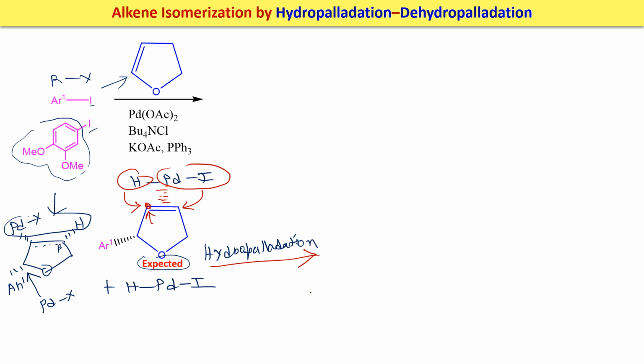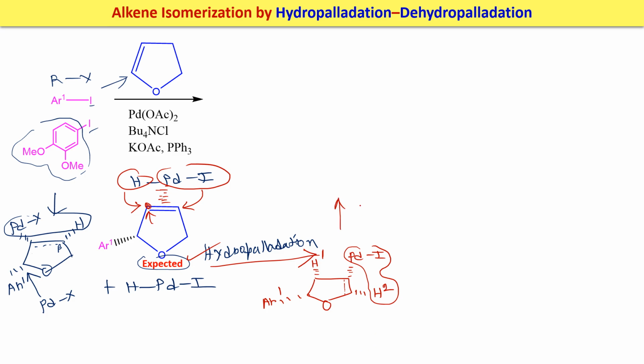So after hydropalladation we are getting, H is added here and this is PdI and Ar1 as it is, this is not disturbed. Now after this, there is a possibility of two hydrogens. Suppose this is hydrogen number 1, this is a beta hydrogen, this is hydrogen number 2, this is another beta hydrogen. Now if PdI and H1 we remove, then the original double bond will move back to this molecule, right? That is written as expected. But if we remove this PdI and H2, now we will be getting the double bond in this position.